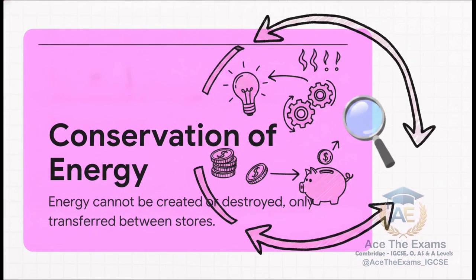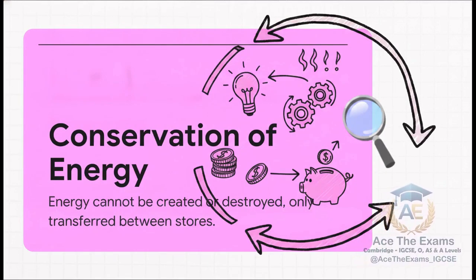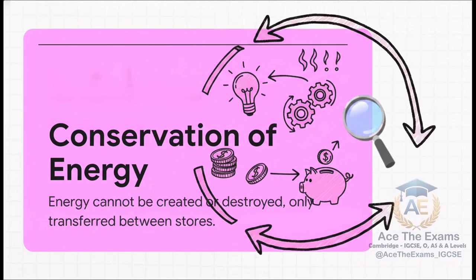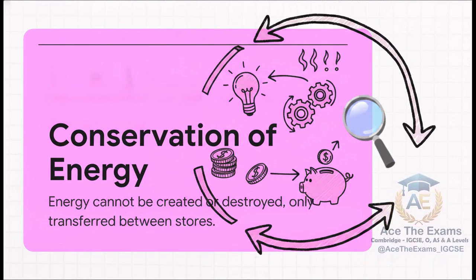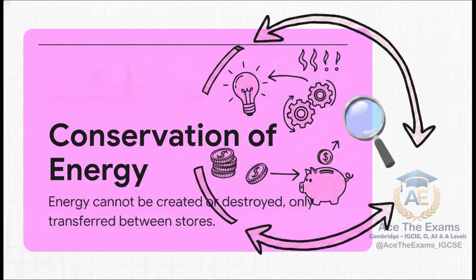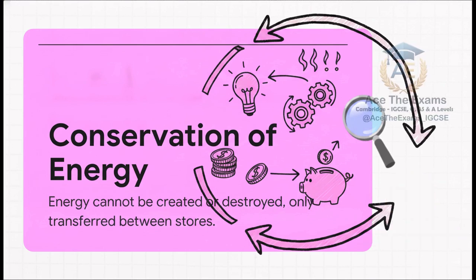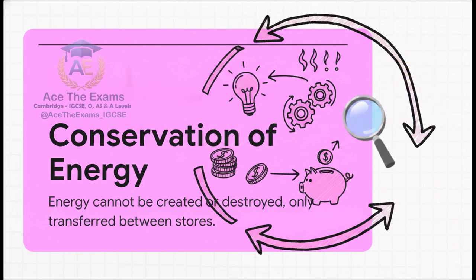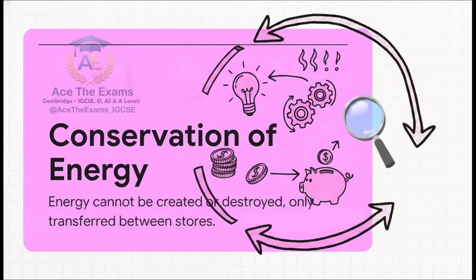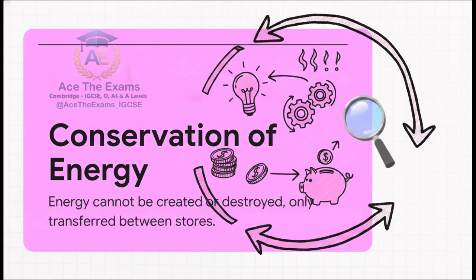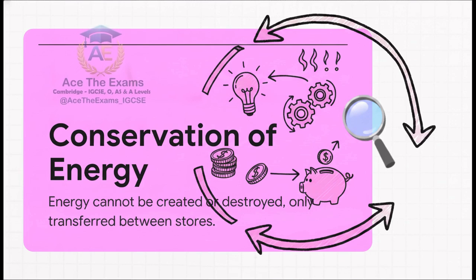Let's start with an immediate quick win to rebuild your foundation. Before we can calculate efficiency correctly, you have to lock this definition into your brain. The principle of conservation of energy. Energy cannot be created or destroyed. It can only be transferred between stores. Think of energy kind of like currency. You can't just spawn money out of nowhere, and it doesn't vanish into thin air. It just changes hands. Or, in our case, it changes stores.